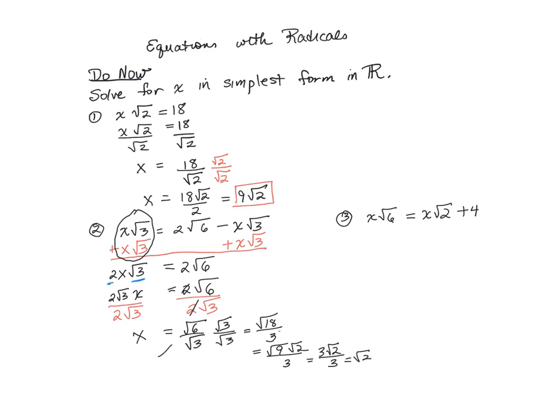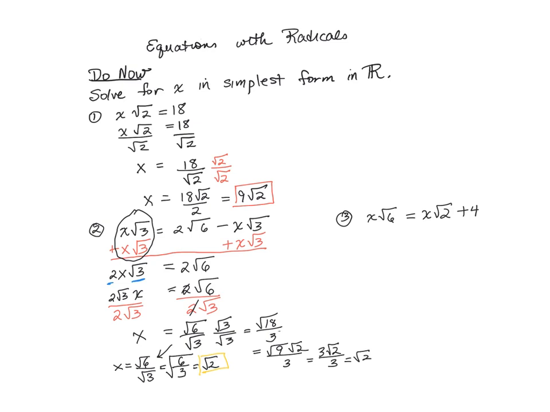An easier way to simplify this is to use one of those properties of square roots. We could put this all under one radical, and since 3 goes into 6, we just get root 2, which is so much faster than rationalizing the denominator.